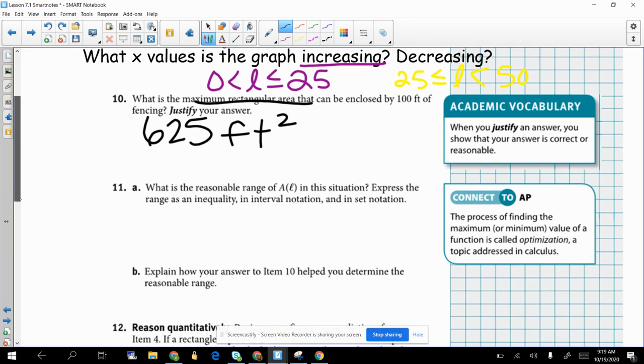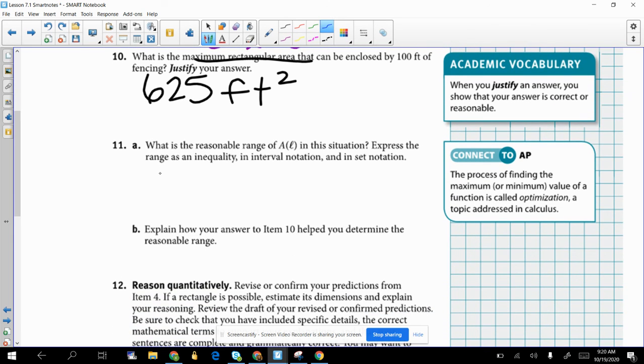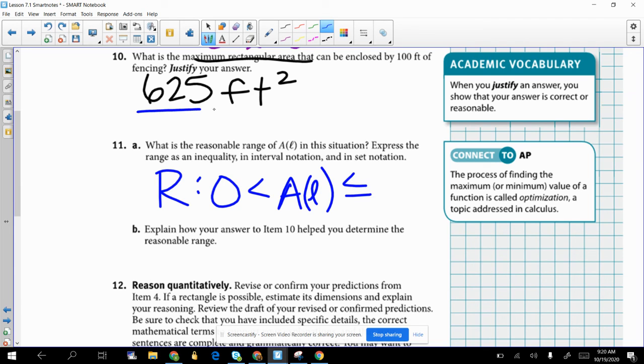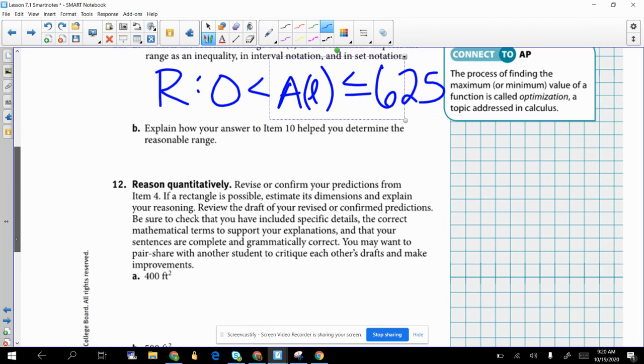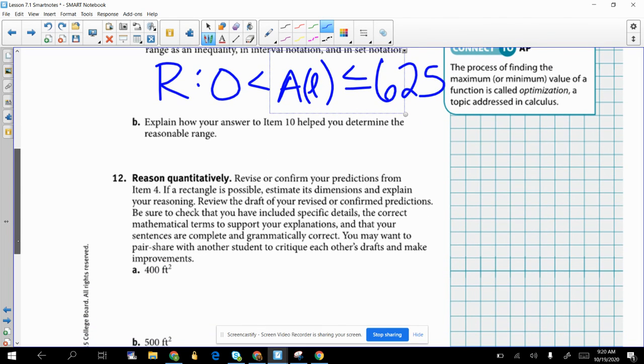Okay. All right, the next part, it's talking about what is a reasonable range. And that is going to be from 0, because again, remember the range of the y values is talking about your area, and we don't want to include that area of 0. But we do want to include the maximum area that we just came up with, which is 625. Awesome. All right, so explain how your answer to item 10 helped. Well, again, we just used the maximum to be the ending function of our range.